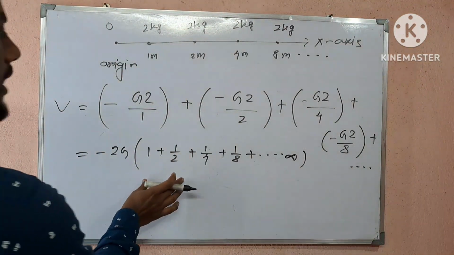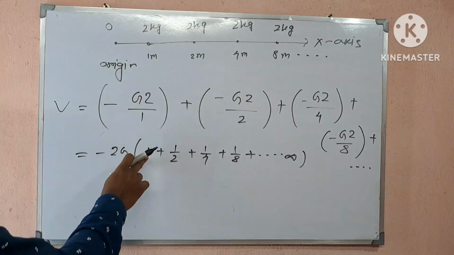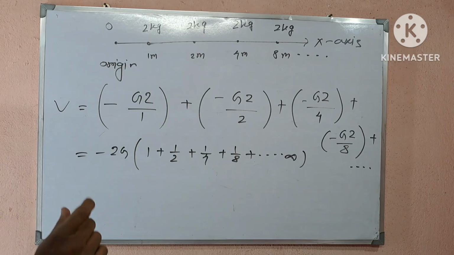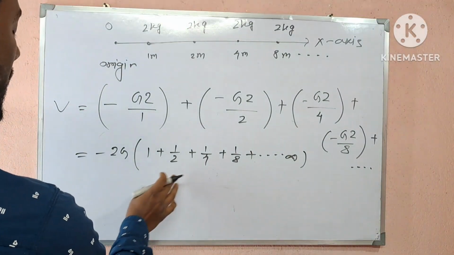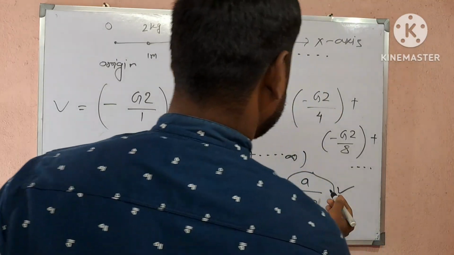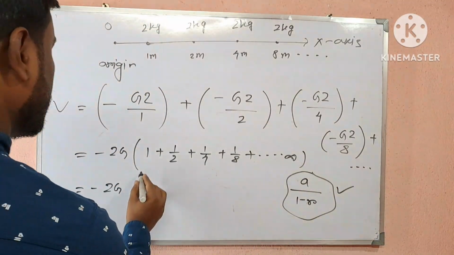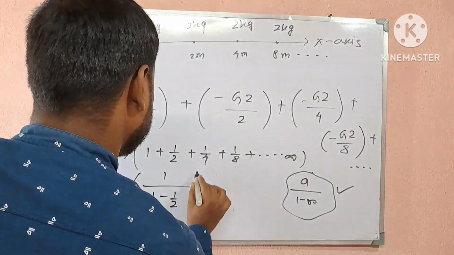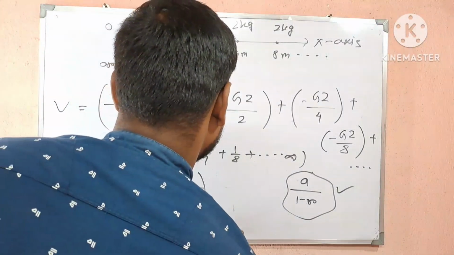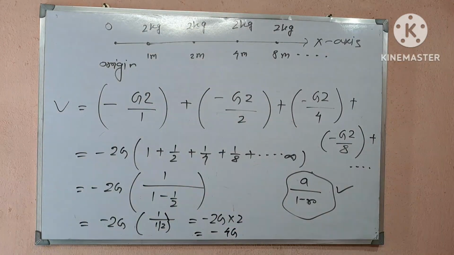Now if you see carefully, this is basically an infinite GP series, where the first term a is basically 1, and the common ratio, we use small r to represent common ratio and a to represent first term, is half. So what will be the sum of this entire series? Minus 2G. The formula for infinite GP series is a by 1 minus r, where a is first term, r is common ratio. So here 1 divided by 1 minus half. So we can write minus 2G divided by 1 by 2. This result will be minus 2G into 2 equal to minus 4G. That will be our option, minus 4G.